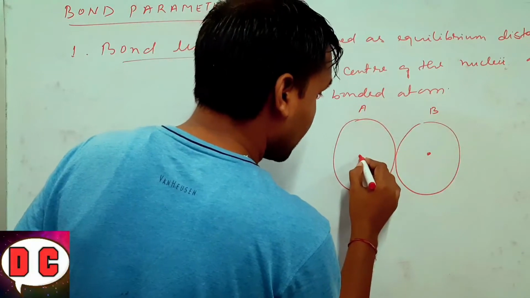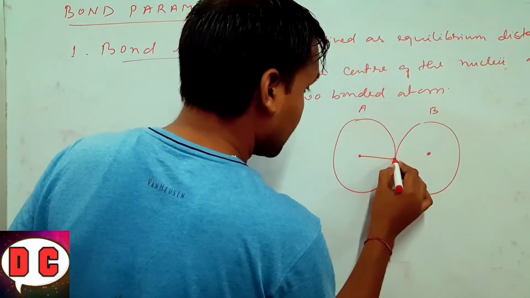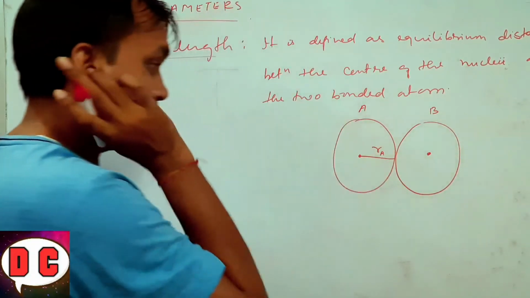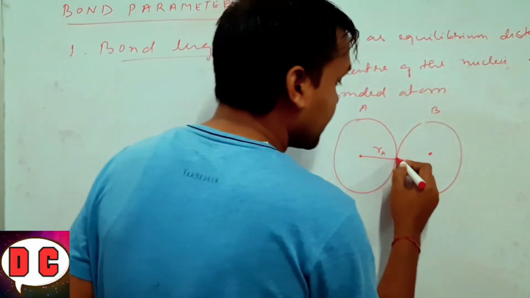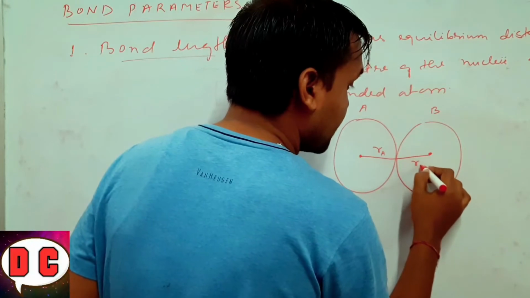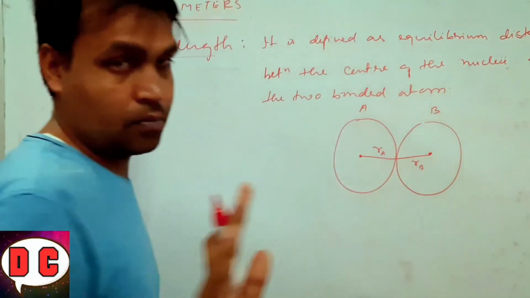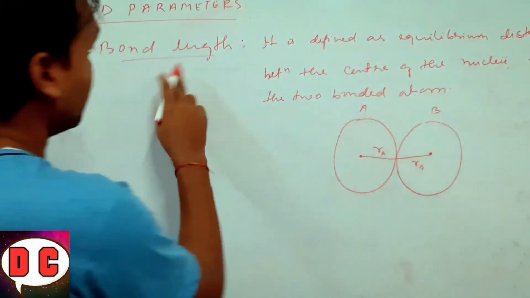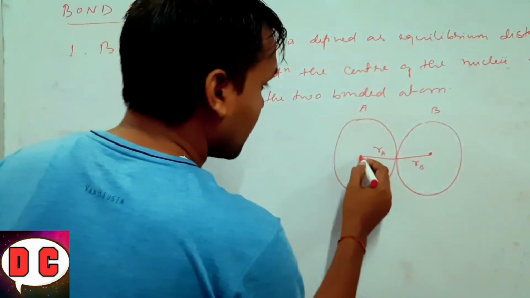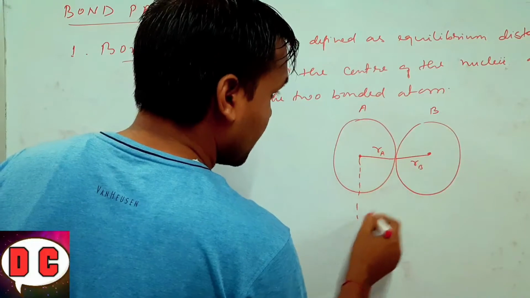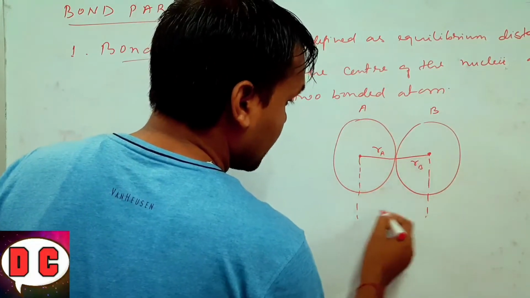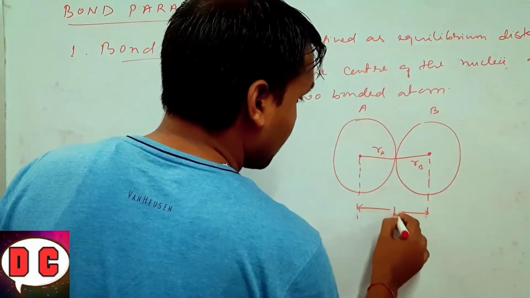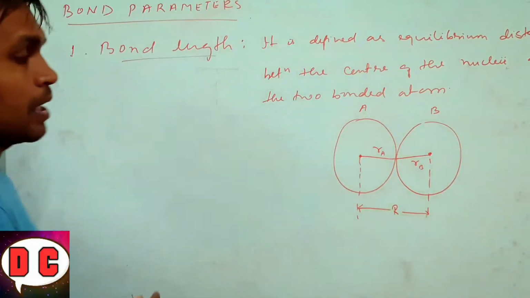Suppose this is the radius. We mark this radius as RA, the radius of A, and this radius we mark as RB, that is the radius of B. So what is the bond length? Bond length is nothing but the sum of these two distances. This distance will be called the bond length. We represent it by R.